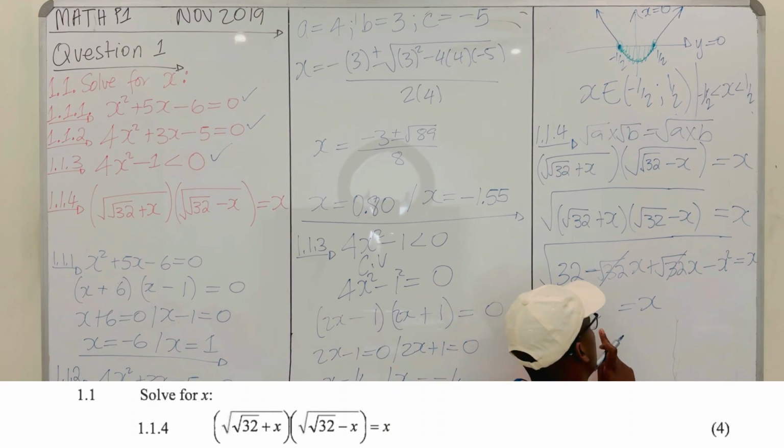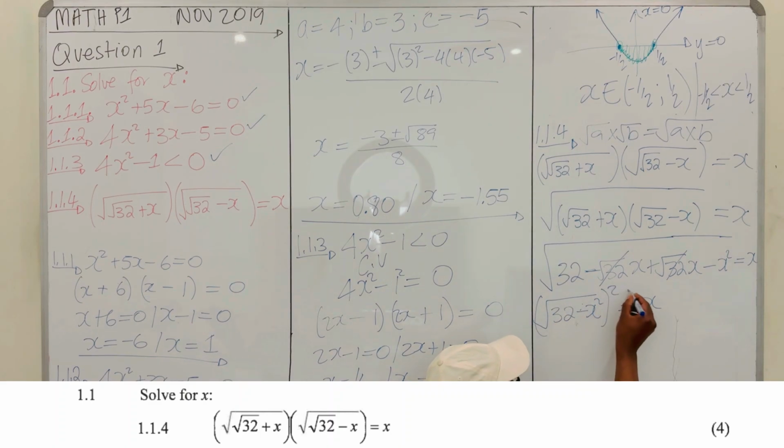You're familiar with this because most of the time when they give you this, it's always in this form, right? What you do here is just square both sides like you normally do. And the roots go away, you're left with 32 minus x squared is equal to x squared.